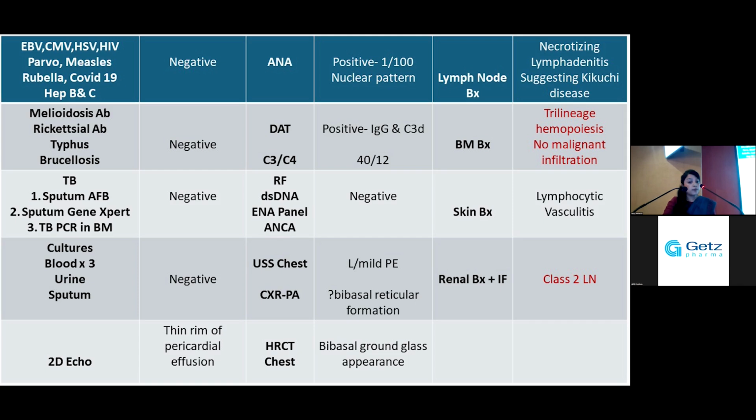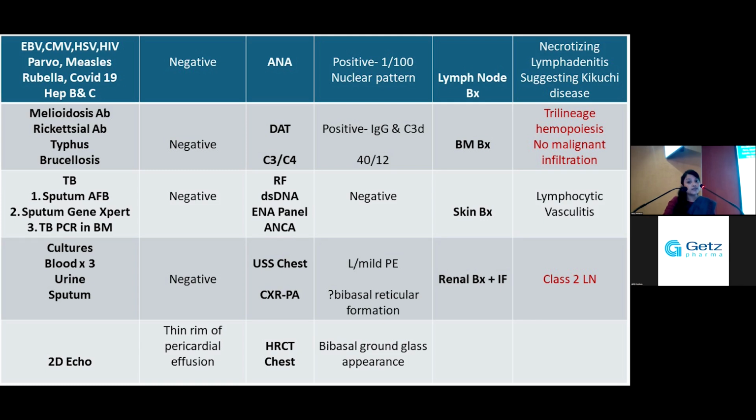There was a thin rim of pericardial effusion in the 2D echo, and ANA was positive 1 in 100 with a nuclear pattern. As there was a mild hemolysis in the blood picture, we went ahead with a direct antibody test, which was positive for IgG.